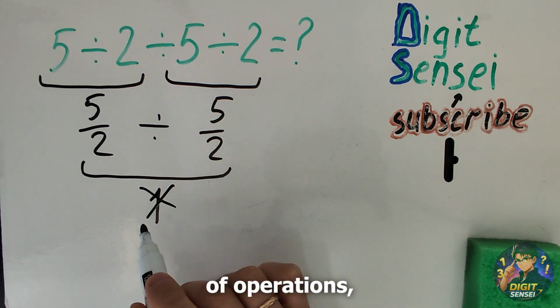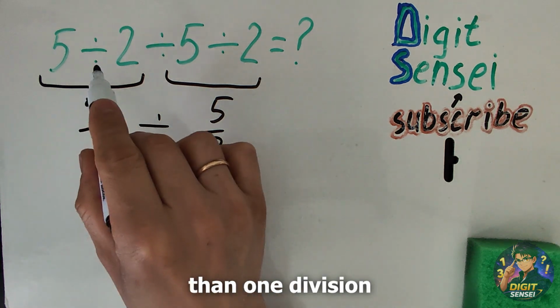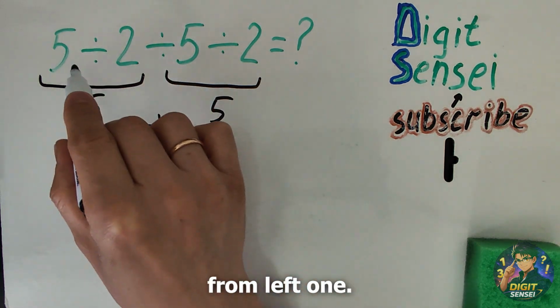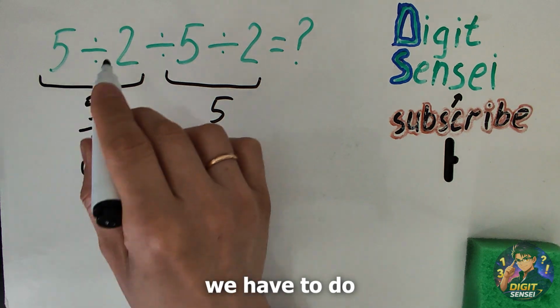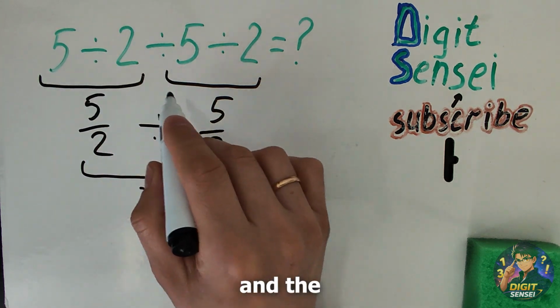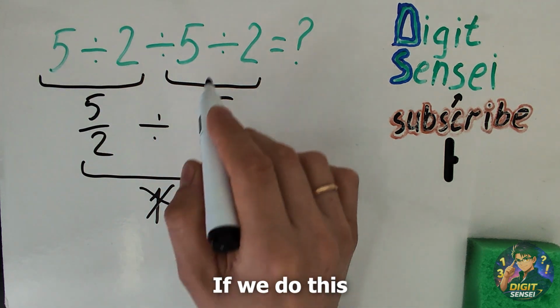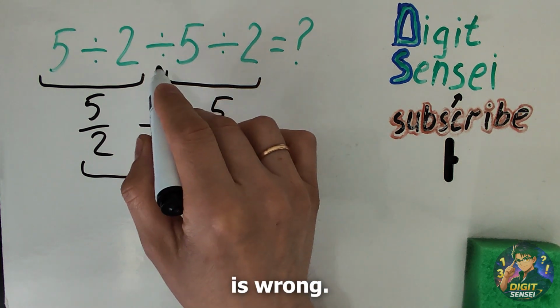Because, according to the order of operations, when we have more than one division in an expression, we have to go from left to right. So first we have to do this division, then this division, and finally this division. If you do this division before this division, it is wrong.